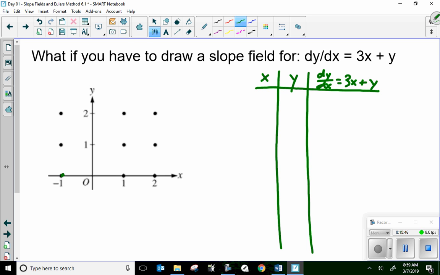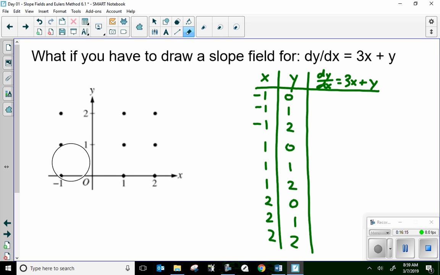I'm going to start with x = -1. See, there's (-1, 0), (-1, 1), (-1, 2). And do the same thing for ones: (1, 0), (1, 1), (1, 2). I do the same thing for when my x is 2: (2, 0), (2, 1), (2, 2). Now I'm just going to get rid of these little green dots I made here.